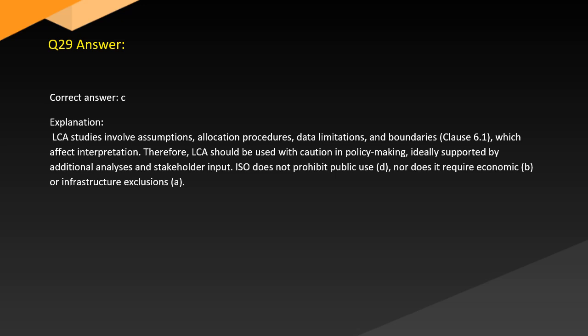Answer. Correct answer: C. Explanation. LCA studies involve assumptions, allocation procedures, data limitations, and boundaries, Clause 6.1, which affect interpretation. Therefore, LCA should be used with caution in policymaking, ideally supported by additional analyses and stakeholder input. ISO does not prohibit public use (D), nor does it require economic validation (B) or infrastructure exclusions (A).